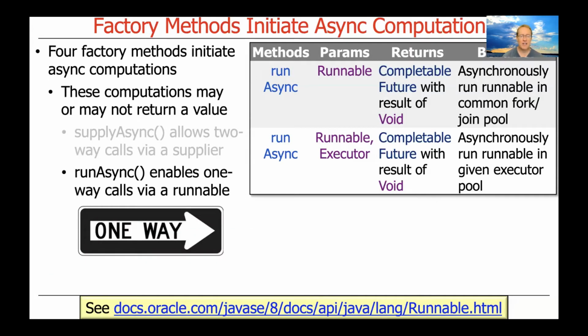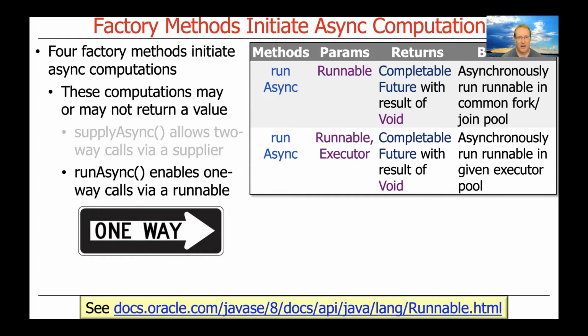runAsync is a variant of supplyAsync, which enables one-way calls via a runnable. So in this case, unlike the supplyAsync method, which took a supplier, we're going to have a runnable. And what happens here is that we're going to run the computation, and there will be no return value. As you can see here, the first variant, which just takes a single runnable as a parameter, will run this runnable in the common fork join pool.